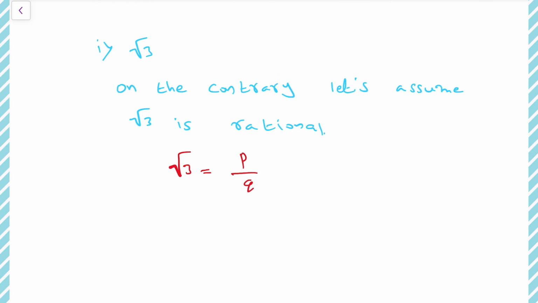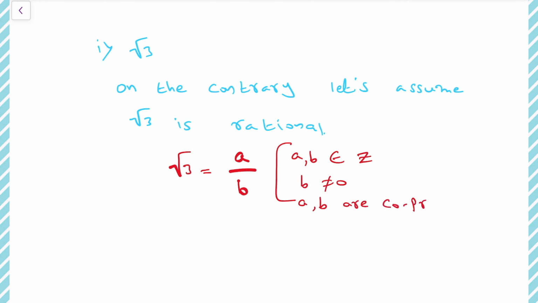But our textbook is following a by b. So that is the reason I am replacing p by q with a by b. Of course you can write p by q also, no problem at all. Then what is the condition for these rational numbers? a, b both belong to integers, b not equal to 0, and one more condition we need to write, that is a, b are co-primes.